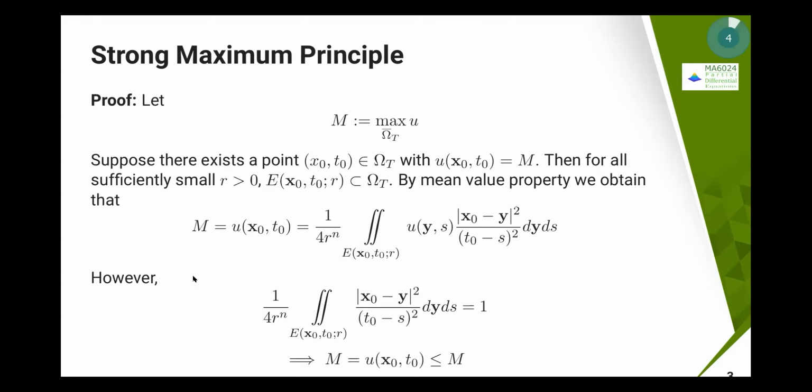Okay, so first I'm just going to take m equal to the maximum of u over omega t bar. Okay, I am just defining m. Suppose there is a point (x naught, t naught) in omega t with u(x naught, t naught) equal to m. Inside here I have omega t, and suppose this is the point (x naught, t naught). Suppose at some point we have that one. Okay, then what do we get.